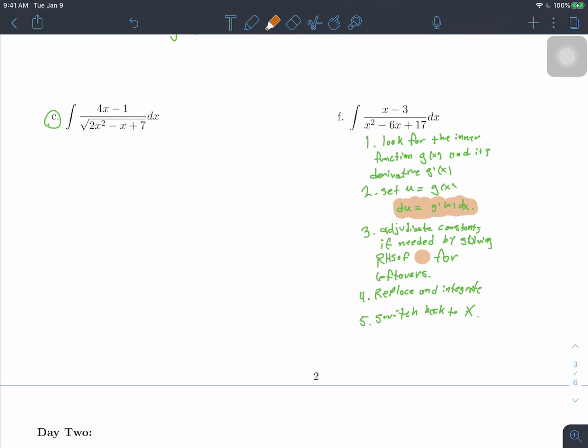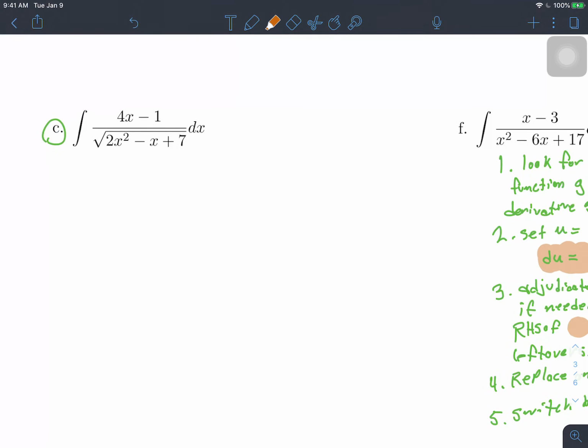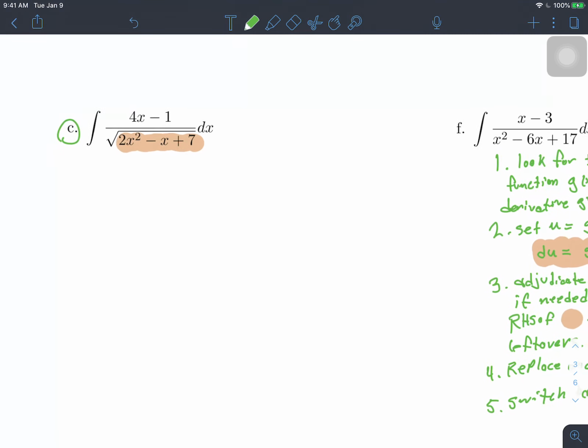Emily? Is it 2x squared minus x plus 7? Yeah, very good. We should choose u to be 2x squared minus x plus 7. The reason is I can see the derivative of this function present in the numerator. Okay, so that's an indicator that that should be our u.